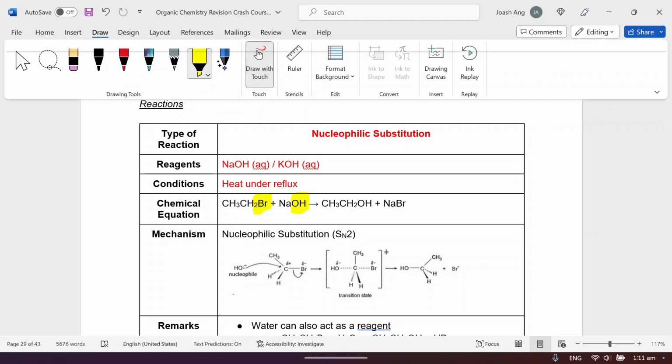Okay, and we usually heat under reflux because the C-Br or C-X bond, C-Br, C-Cl bonds, because it's a sigma bond, right? It's very strong. So the conditions used, I would want it to be a lot harsher.